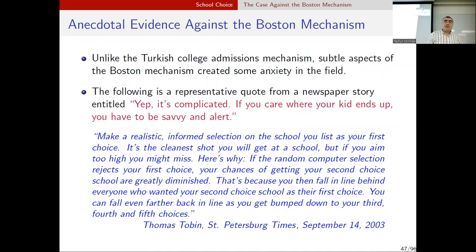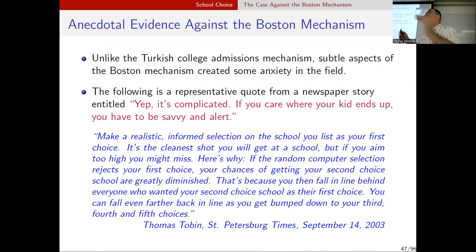Now, unlike the Turkish college admission mechanism, a subtle aspect of the Boston mechanism creates some anxiety in the field. Lack of incentive compatibility was not an issue in Turkey. With the college admission stable mechanism, nobody can manipulate it. It's just a theoretical exercise. And we know it can be, because we have ties. But the Boston mechanism was not like that, right?